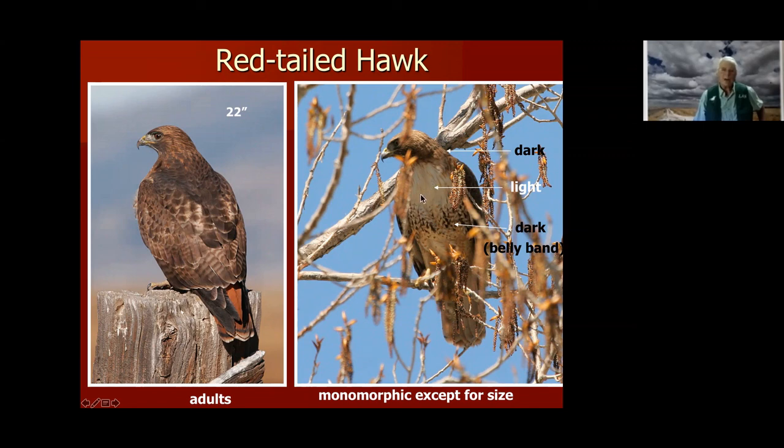The most common morph or form of the red-tailed hawk we have out here is what we call the light morph. It has this pattern: dark, light, dark. Dark on the head, light on the breast, and then a varying degree of darkness going across the belly, what we call a belly band.